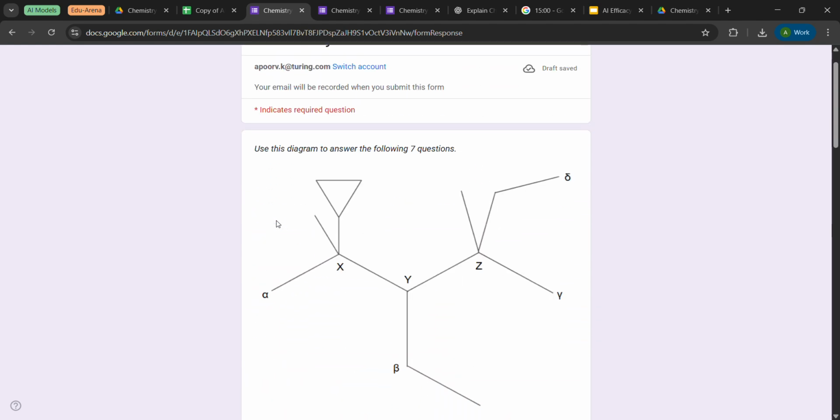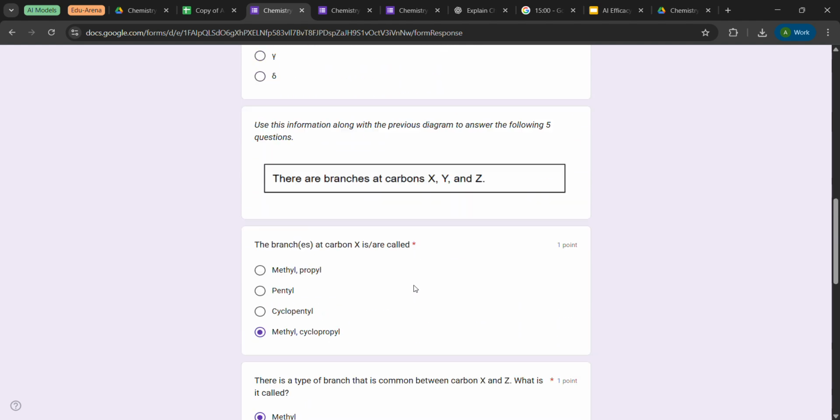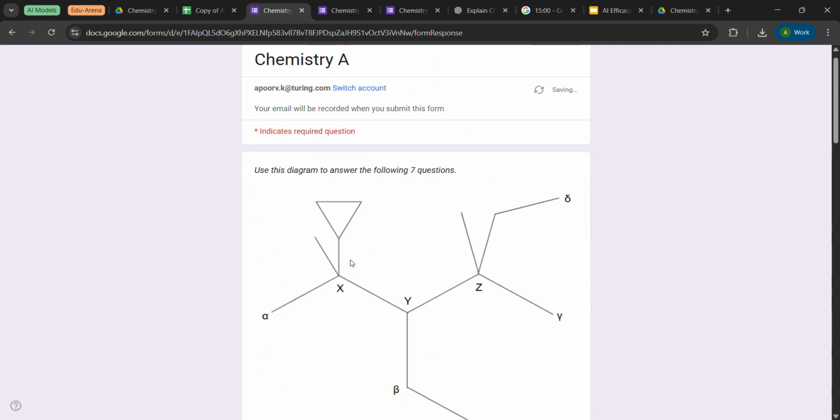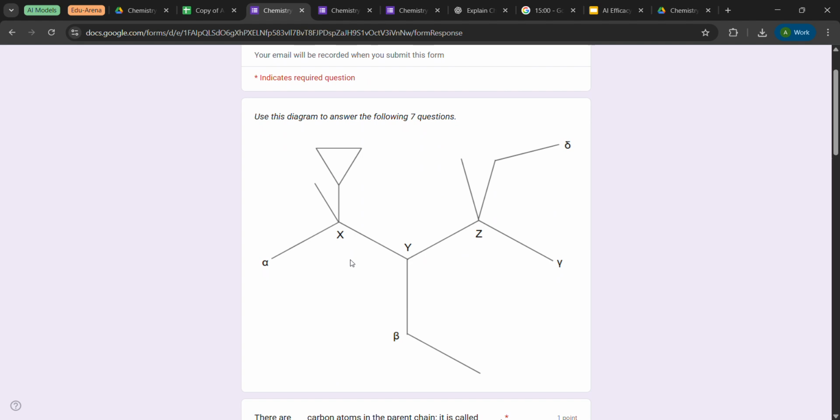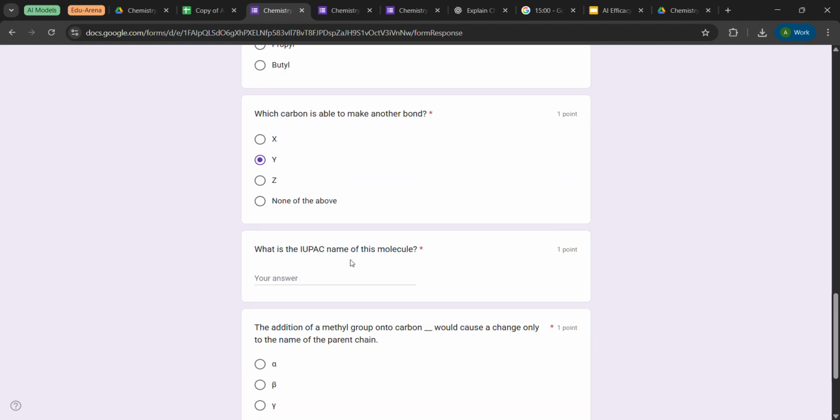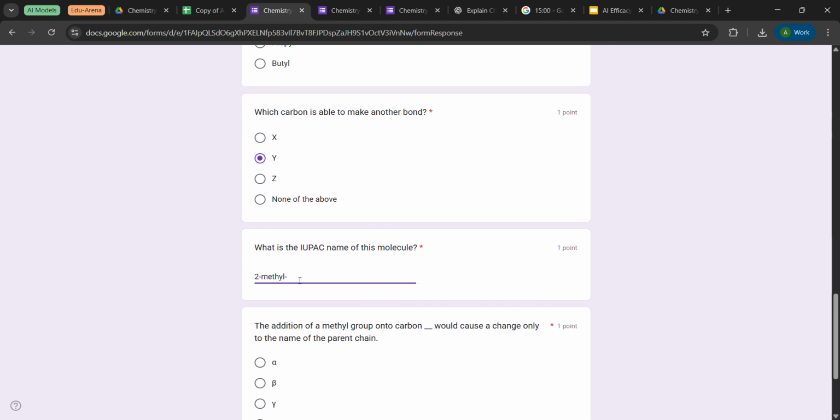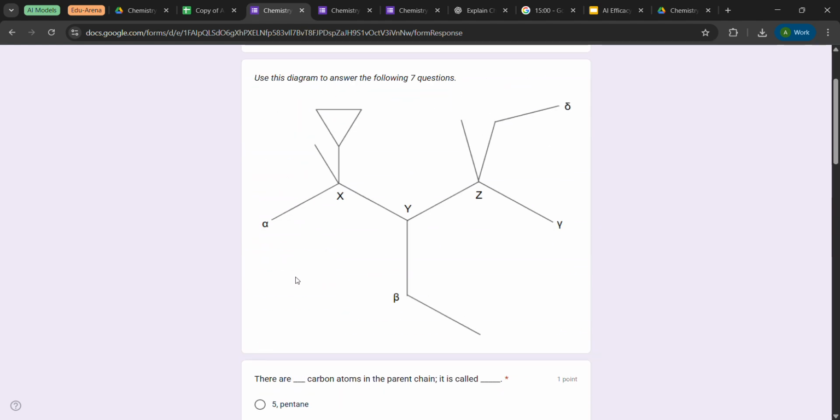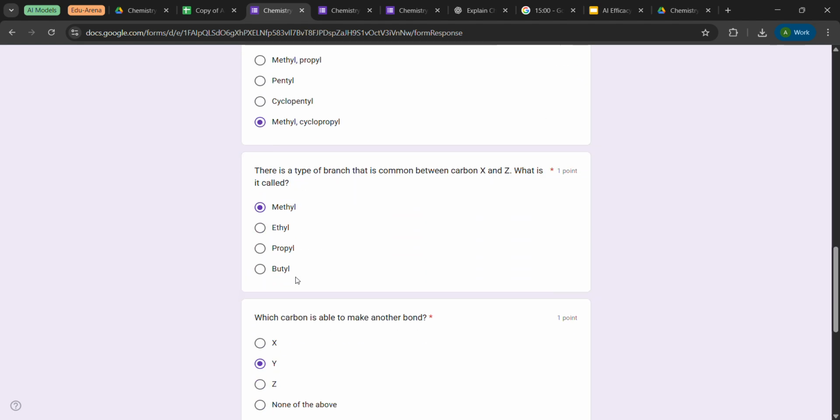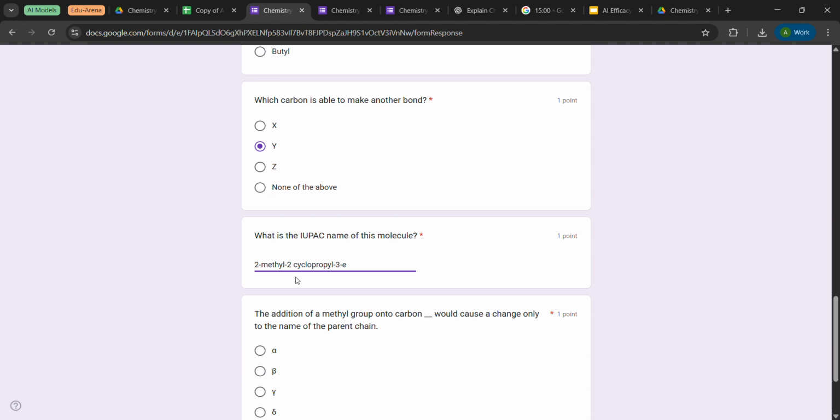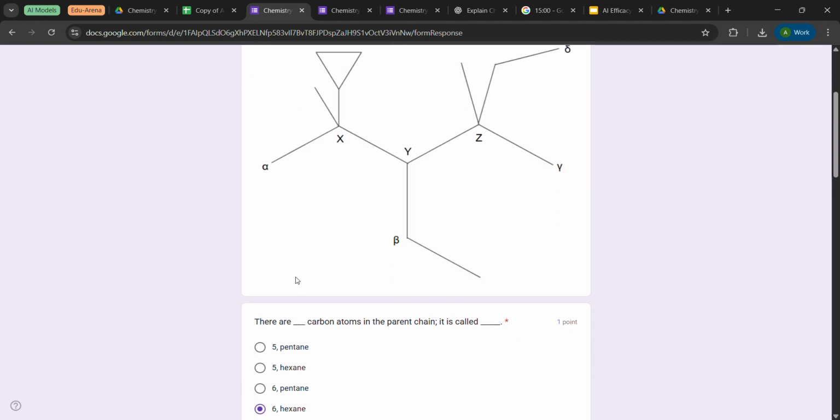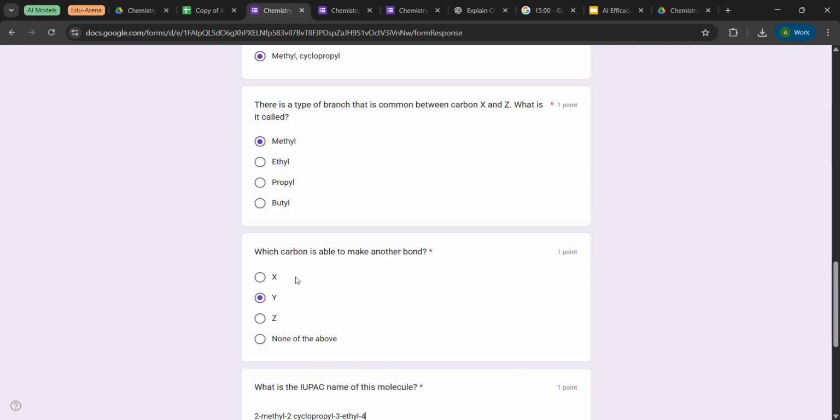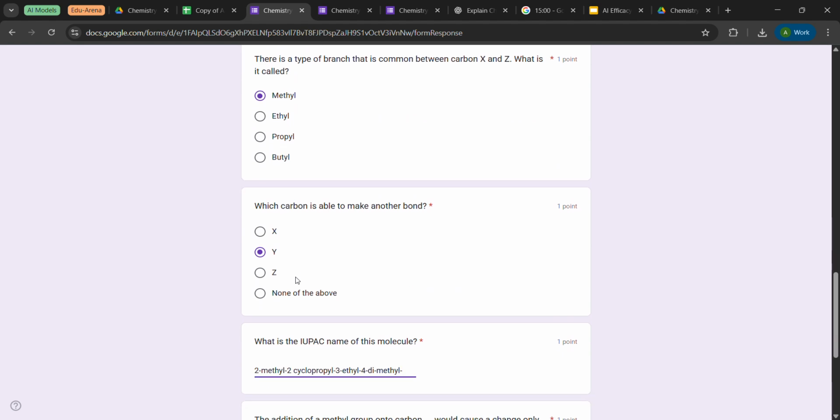Which carbon atom is able to make another bond? X is already bonded to 4, Y is bonded to 3, Z is bonded to 4, so Y can make another bond. IUPAC name for the compound: 2-methyl-2-propyl, cyclopropyl, 2-methyl-2-cyclopropyl, 1 2 3, meth, eth, 3-ethyl, meth, eth, prop, but, 4-methyl, actually dimethyl, 4-dimethyl hexane.